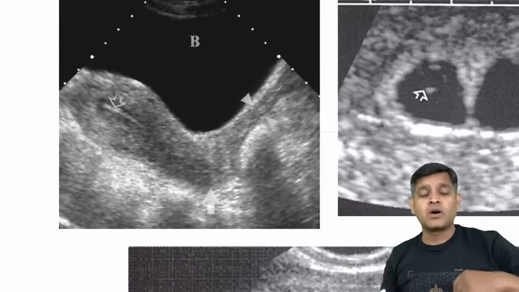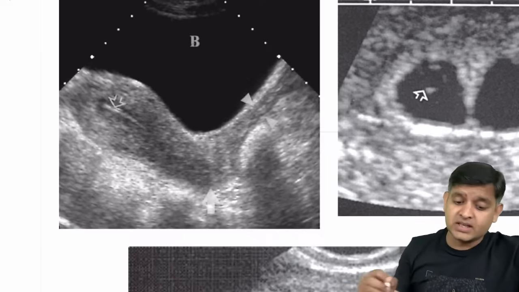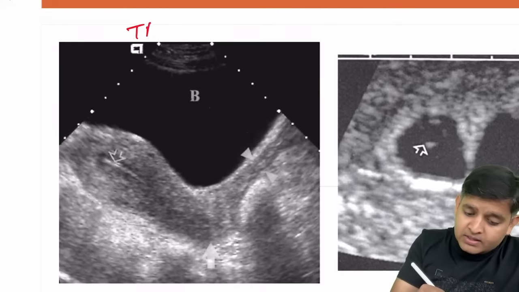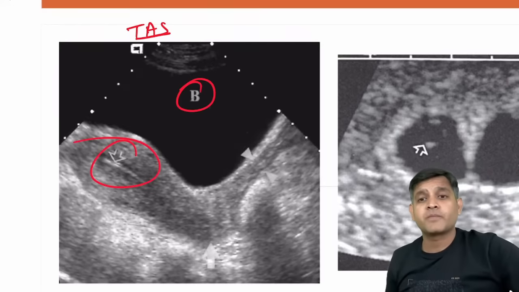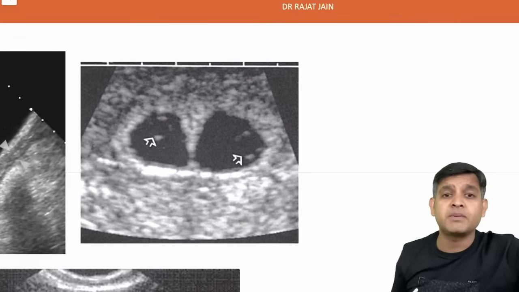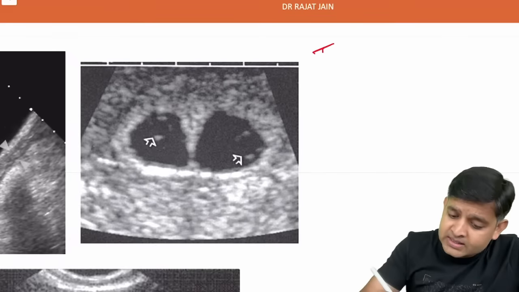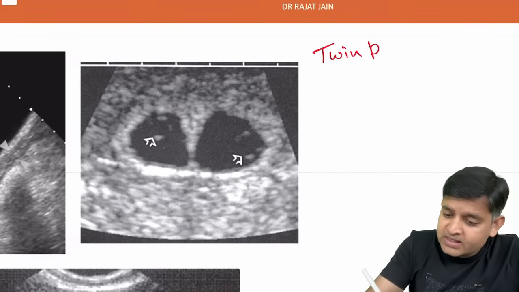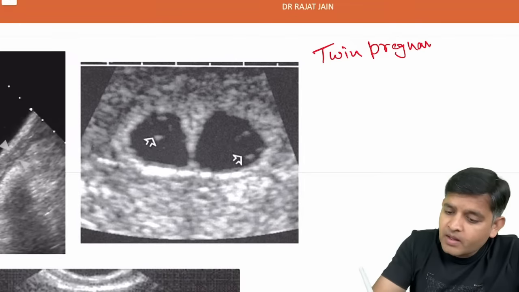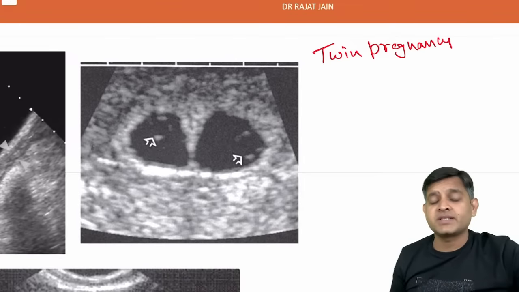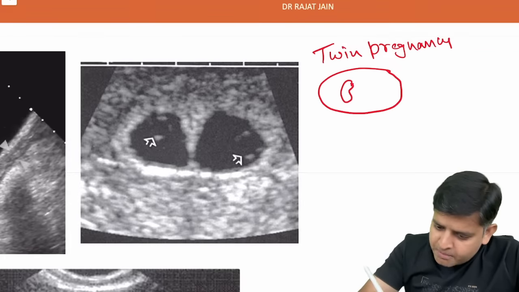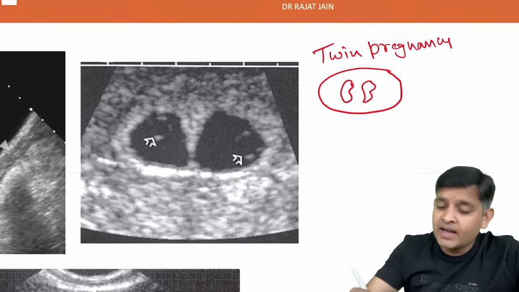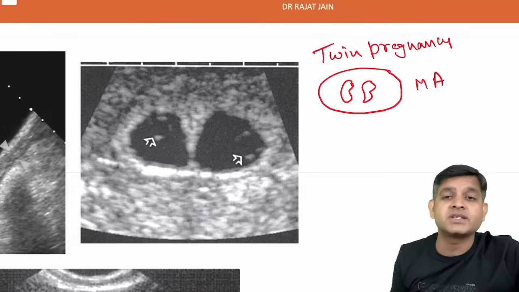Okay. Now, what is this? We have already seen this. This is a transabdominal sonography showing bladder and uterus. Whereas, what is this? Anybody, you can tell me. This is a twin pregnancy. In a twin pregnancy, what can happen is you can see two embryos in the same sac, and that is what is called monoamniotic pregnancy.